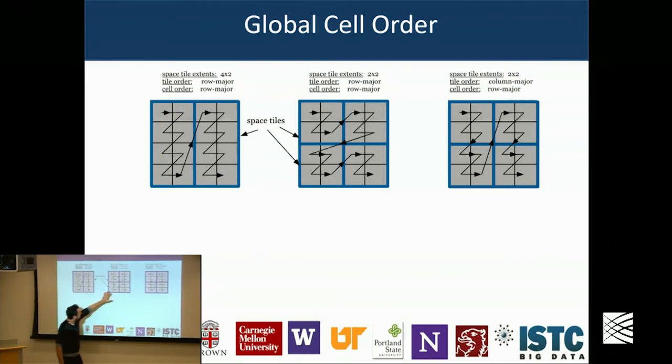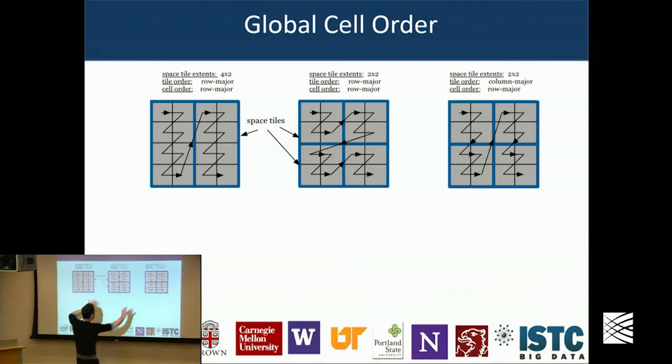So here, let's take this example, it's better. We have a cell order within each tile. This is row major. And then we have an order across the tiles, and this is row major as well. So essentially, in order to impose a global cell order, you need three things. First, define these space tiles. So group the cells together based on how you imagine to access them. Then define a cell order within a space tile, and then define a tile order across the tiles.